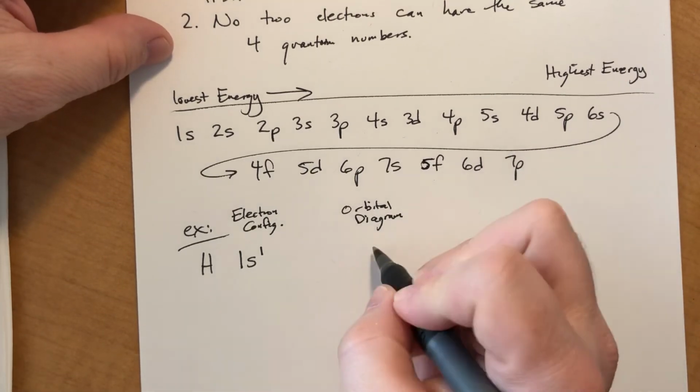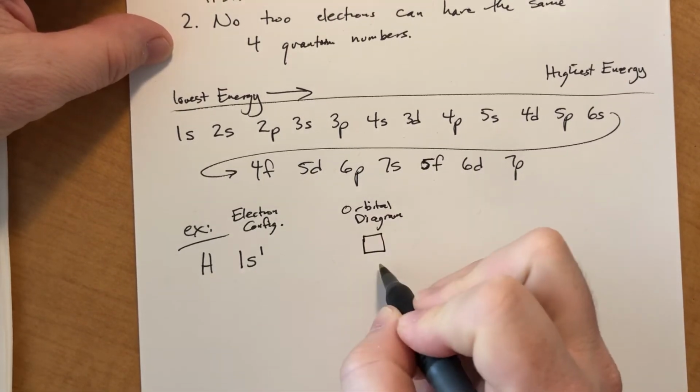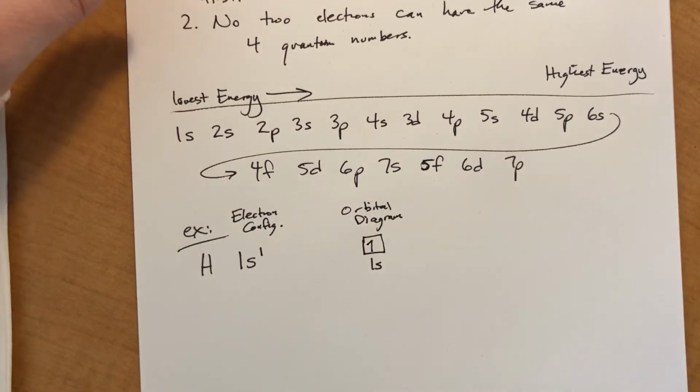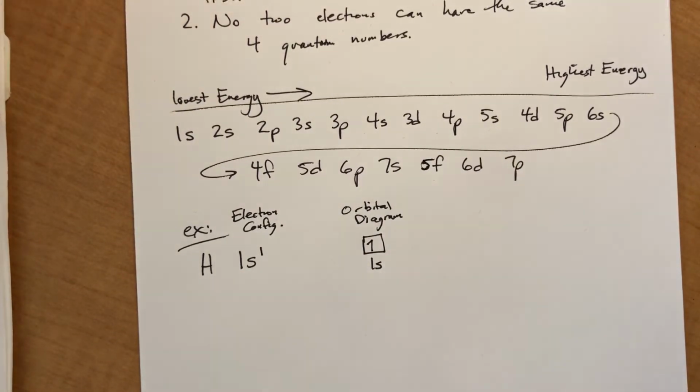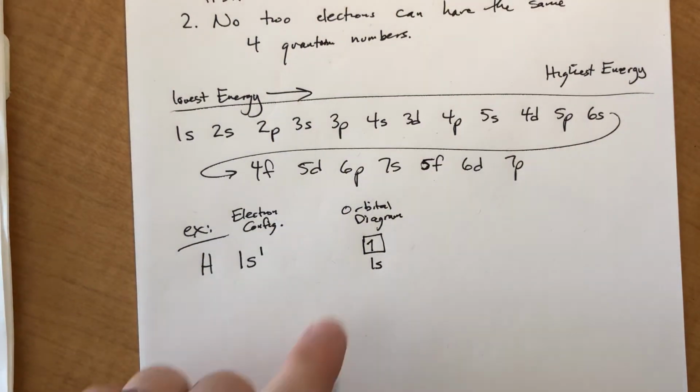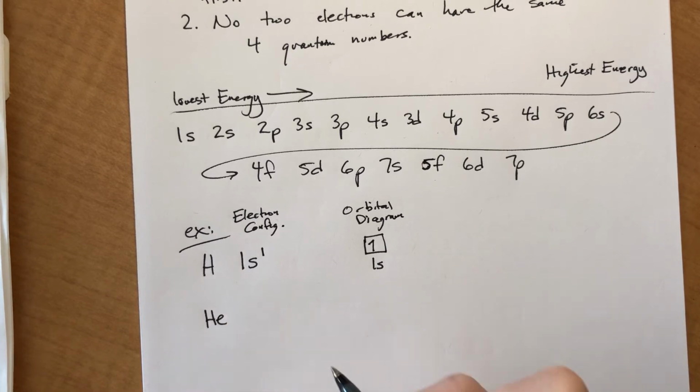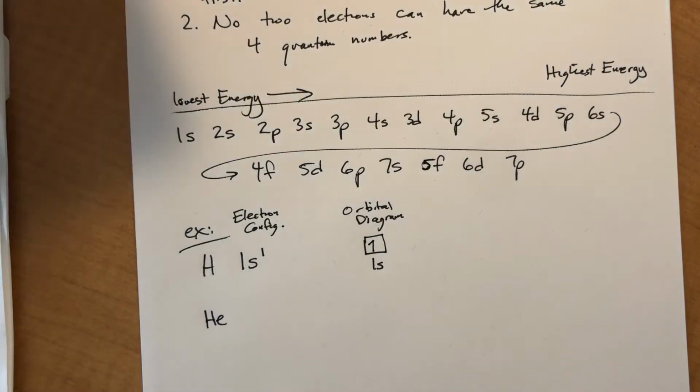So an s orbital has 1 orientation, so we get 1 box. We write the 1s underneath. It has 1 electron. We get the up arrow first. They mean the same thing. This is just more detailed. Okay. I'm not going to do every element, but we're literally going to jump to the second element.